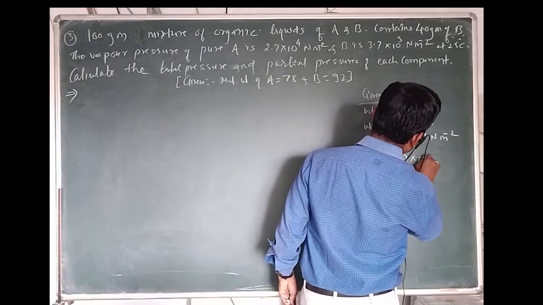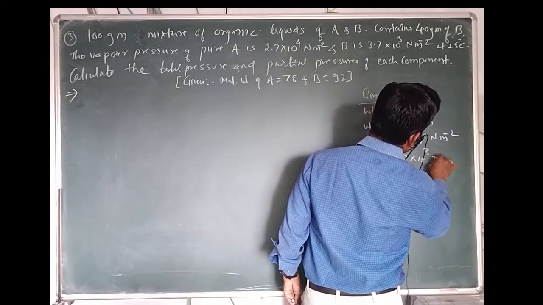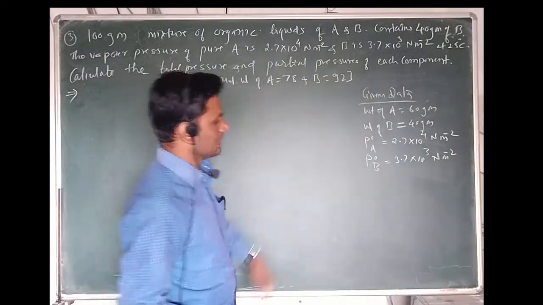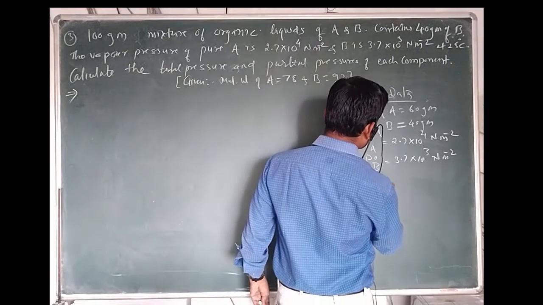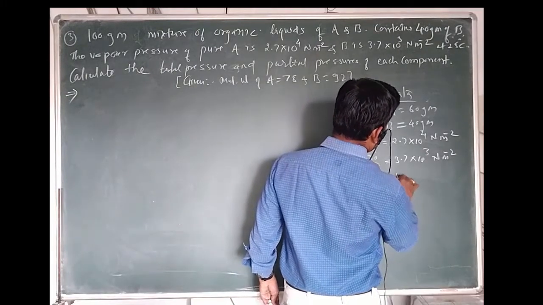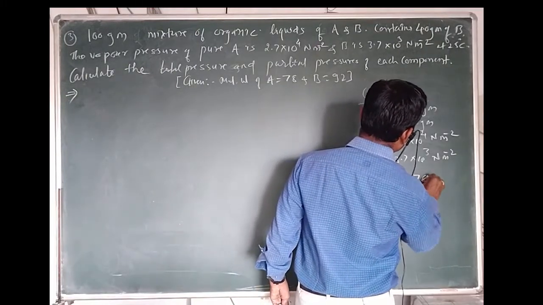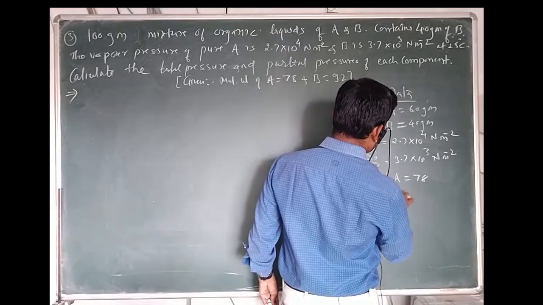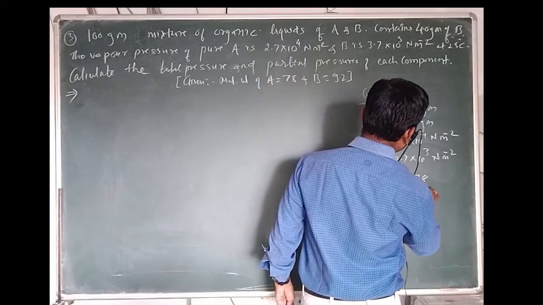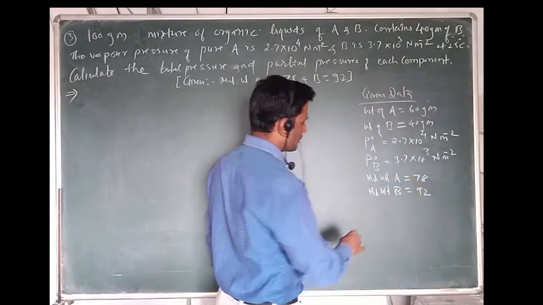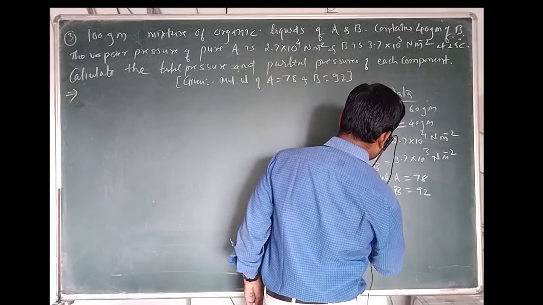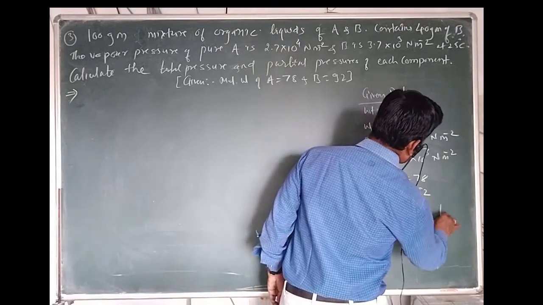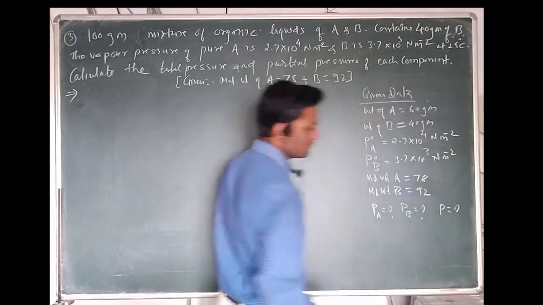into 10 raised to 3 Newton per meter square. Molecular weights are given: molecular weight of A equal to 78, and the molecular weight of B equal to 92. And what do we have to calculate? We have to calculate the partial vapor pressure of A, the partial vapor pressure of B, and the total vapor pressure. This is what we have to calculate.